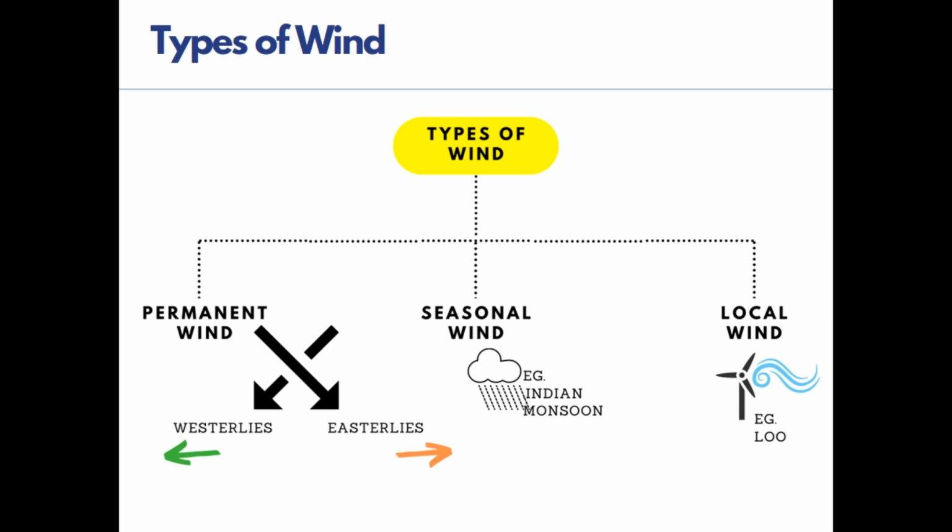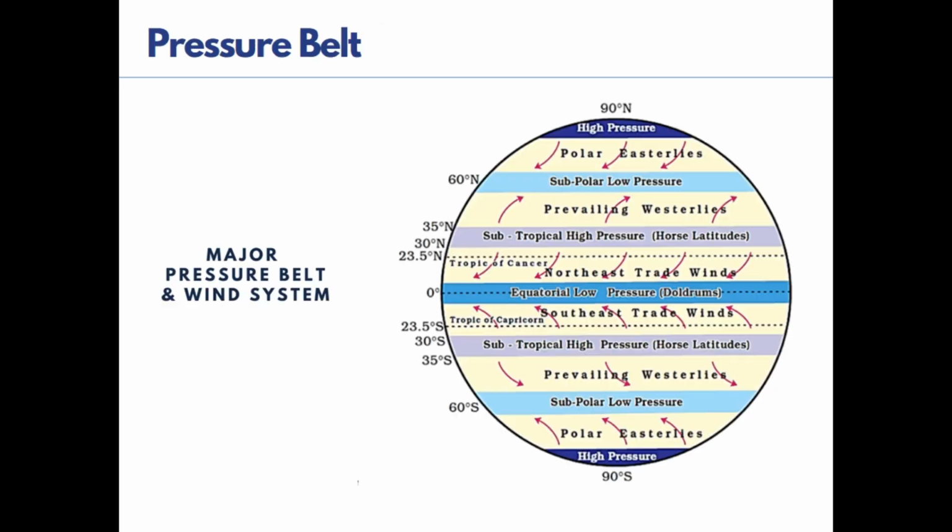And the third one is local wind. They are influenced by local geography, for example, sea breeze and land breeze. Another example can be the hot and dry winds of the Indian northern plain. They are called Lu. This is the pressure belt of the world. Here you can see the directions of wind around the globe.